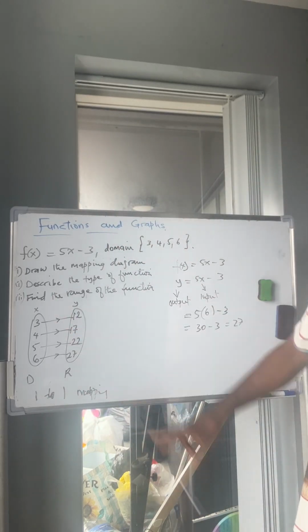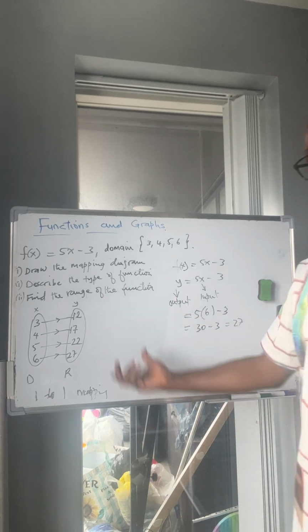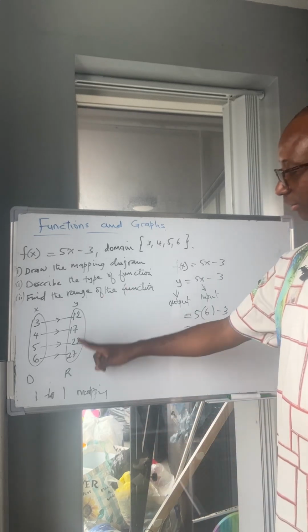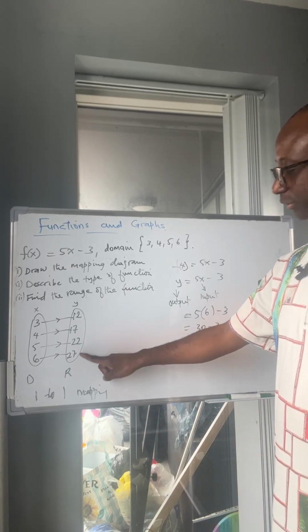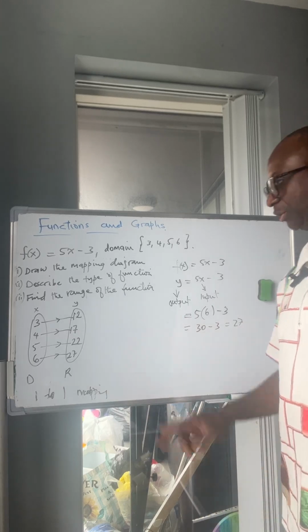Third, find the range of the function. We have already done it. This is the range: 12, 17, 22, 27. So this question is answered.